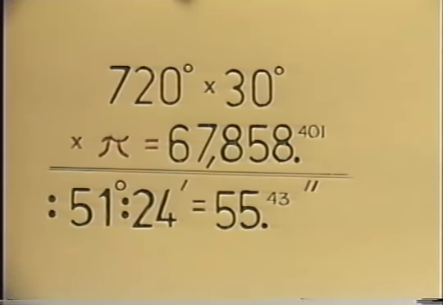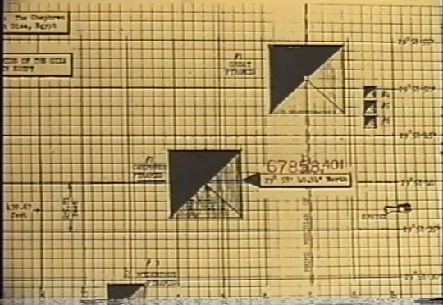Again, the pi ratio is required in addition to its visual message. Code buffs will recognize this figure, 67858.4, which encodes the latitude of Silbury because they've seen it before. It was also used to position the large Khephren pyramid at Giza.